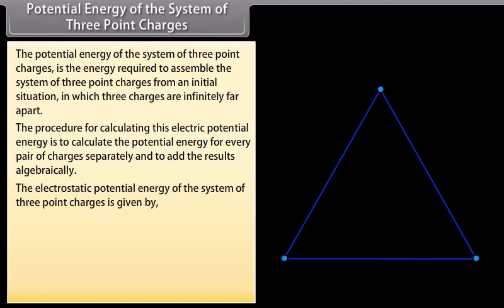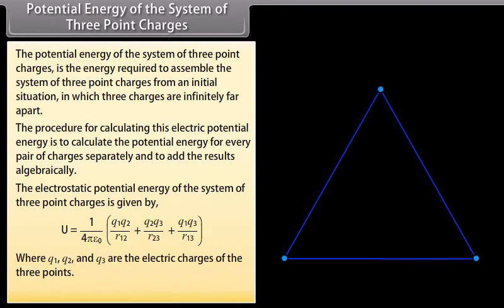The electrostatic potential energy of the system of 3-point charges is given by U equals 1 upon 4 pi epsilon naught multiplied by Q1 Q2 upon R12 plus Q2 Q3 upon R23 plus Q1 Q3 upon R13, where Q1, Q2 and Q3 are the electric charges of the 3 points, and R12, R13 and R23 are their separation distances.